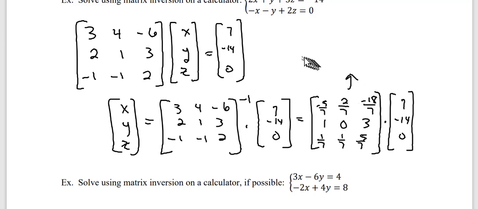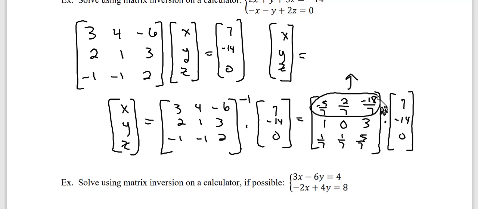All right, I'm going to go up this way now because I'm out of space. I have X, Y, and Z will equal. Remember, now I need to multiply this row by this column. This is a 7 here. -5 sevenths times 7 will be -5. 2 sevenths times -14 will be -4. So I have -5 plus -4 plus 0. That times 0 is -9.